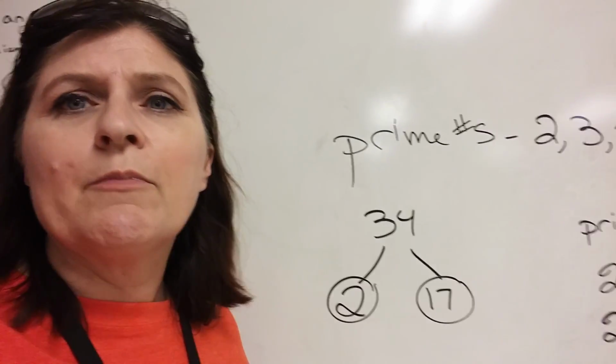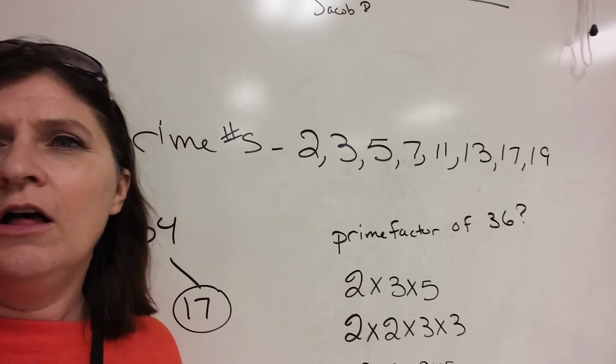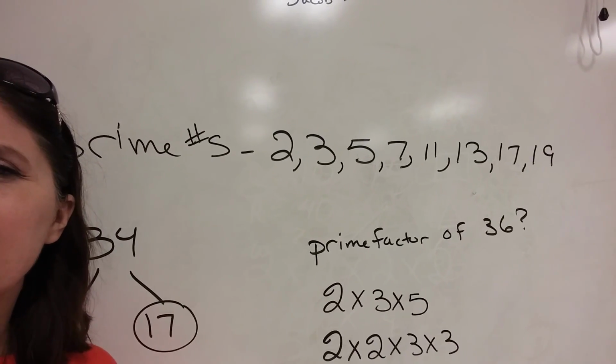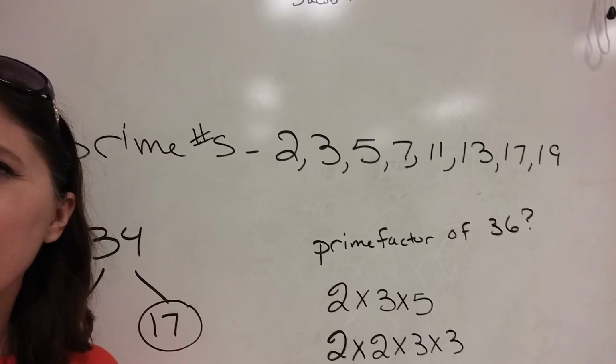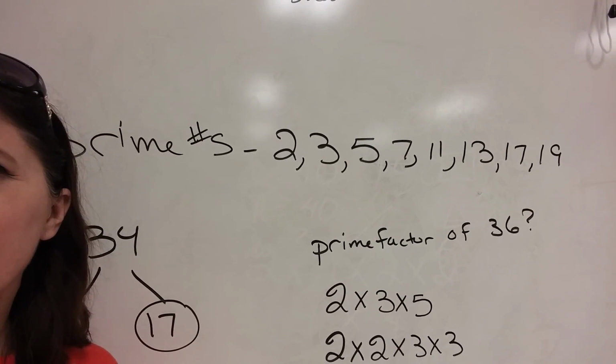I want to talk first about prime numbers. That's what we've been working on this week, and I want you to write all these prime numbers down. 2, 3, 5, 7, 11, 13, 17, 19. Go ahead and pause it right here. I've got you a good shot so you can get it, and we'll get them all written down.